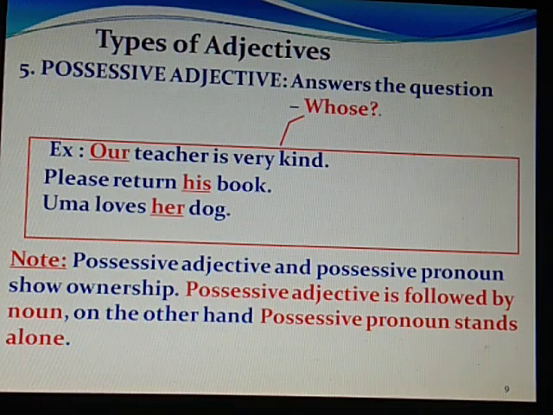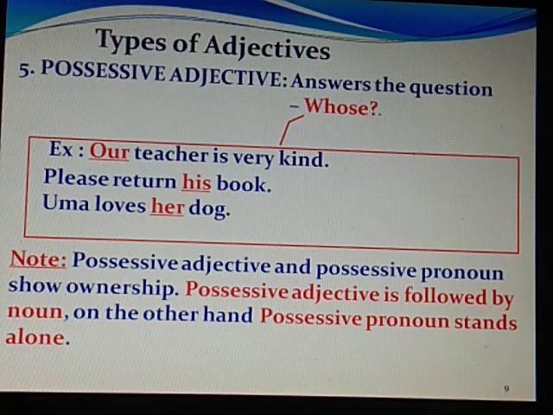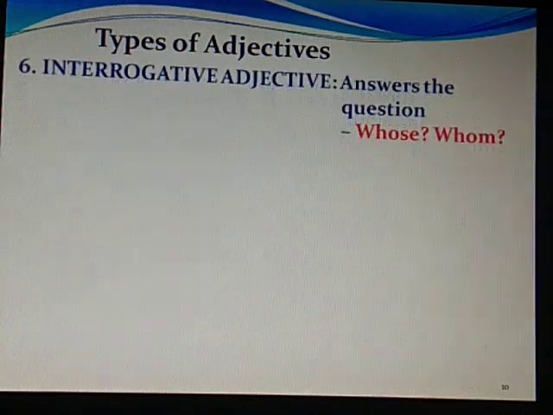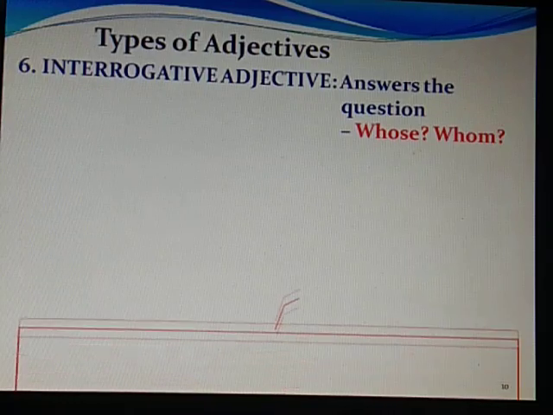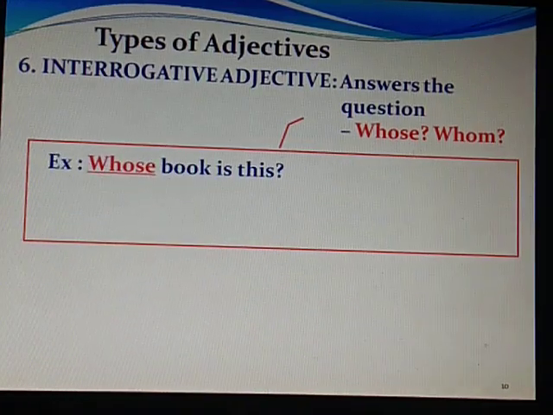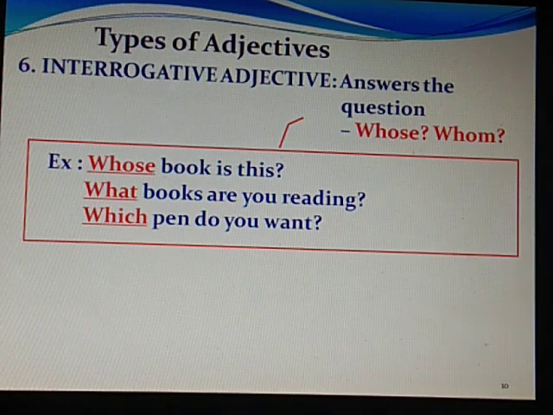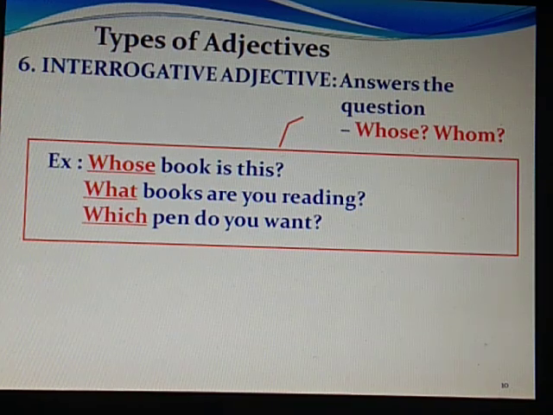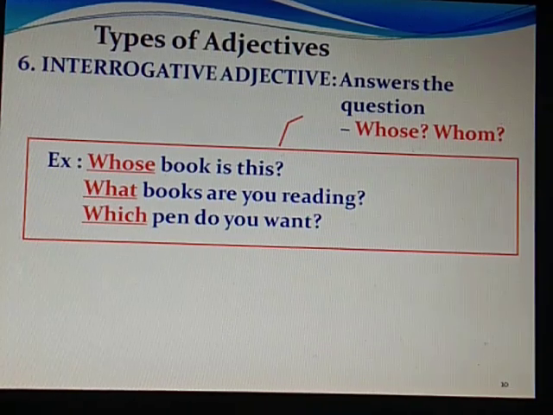So possessive adjective and possessive pronoun show the ownership. Possessive adjective is again followed by a noun. On the other hand, possessive pronoun stands alone. Now interrogative adjectives answer the questions like whose or which. Like for example, whose book is this? What books are you reading? Which pen do you want? So the words like this which are highlighted will be termed as interrogative adjectives, which ask questions, okay, like whose or which.